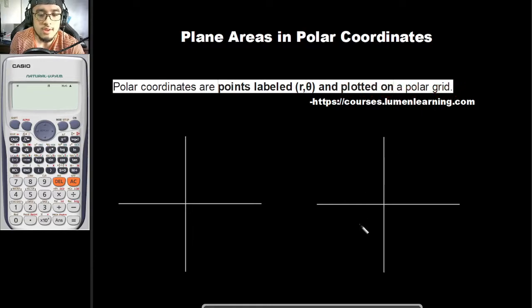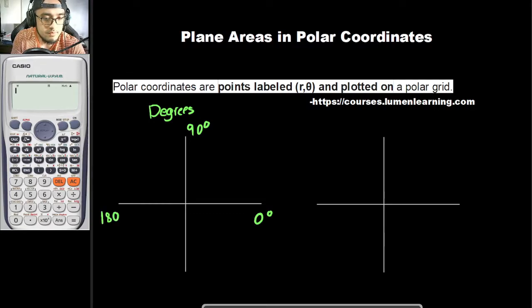a polar grid. Suppose that these are your polar grids. Let's say that this one right here is your polar grid in terms of degrees, or sexagesimal units. So from that, this is your 0-degree mark, or the positive x-axis. This is your 90-degree mark. This is your 180 degrees. This is your 270 degrees. And this point right here is also your 360 degrees. So this mark is both your 0-degree and 360-degree mark.